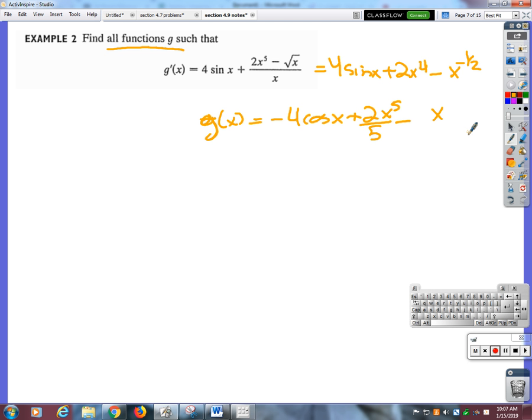This one I also want to add 1 to the exponent, so that gives me x to the, but I'm at negative 1/2 and I'm adding 1, so that's x to the 1/2. And then I want to divide by 1/2, which is the same as multiplying by 2, so I put a 2 in front right there. And again, this one says find all functions, so I have to put a c on the end.